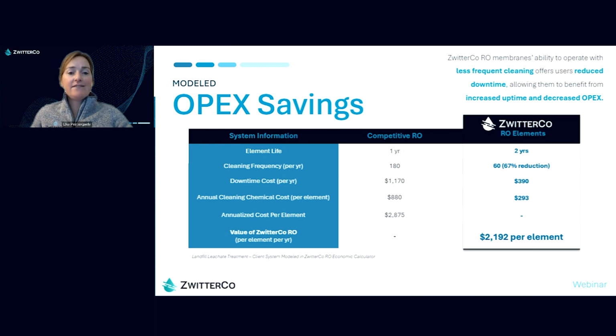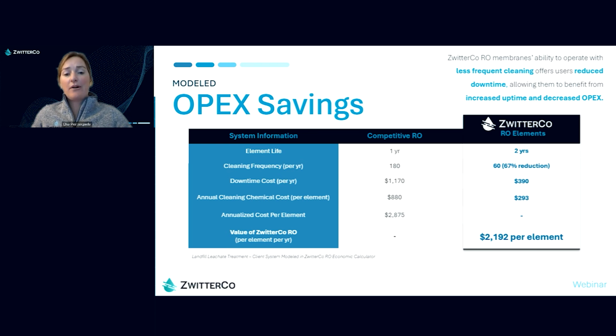Because this site cleans their RO elements every other day, they're also suffering from significant downtime costs. Their goal is to run for longer periods of time between cleanings, which would also equate to decreased OPEX. So if the site were to install ZwitterCo RO elements, they wouldn't have to clean the system as frequently. Let's assume they cut the cleaning frequency down to about once a week, a 67% reduction in cleaning frequency. By exposing the membrane to less chemicals, the elements will last at least twice as long. So let's say the elements last 2 years instead of 1.